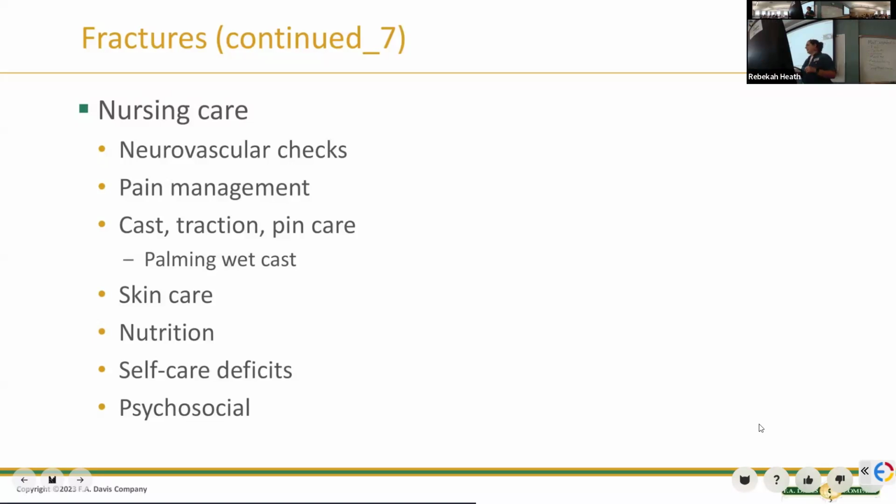Self-care deficits. If somebody has that external fixator, they're going to be able to probably work. Depending what they do, very likely not. The providers will cast, and the nurses will assist.